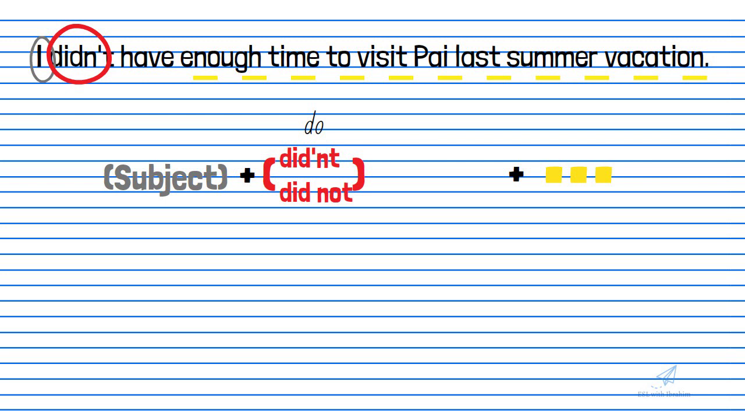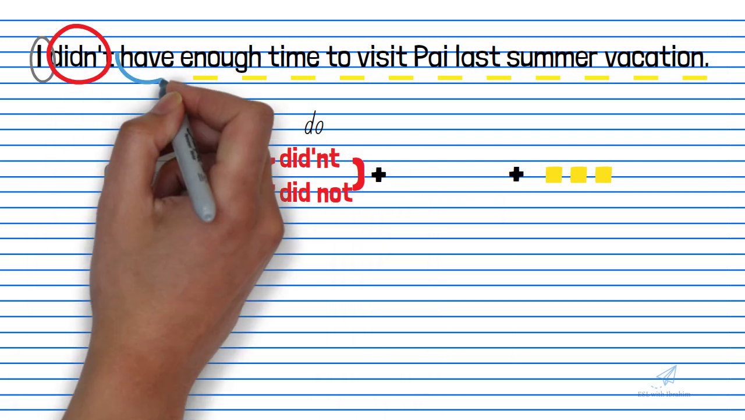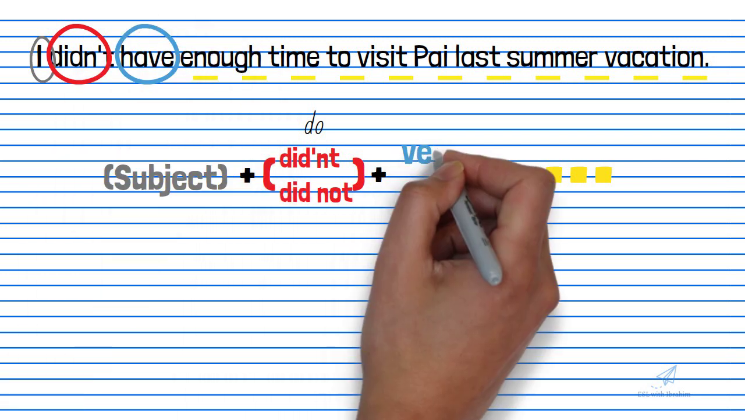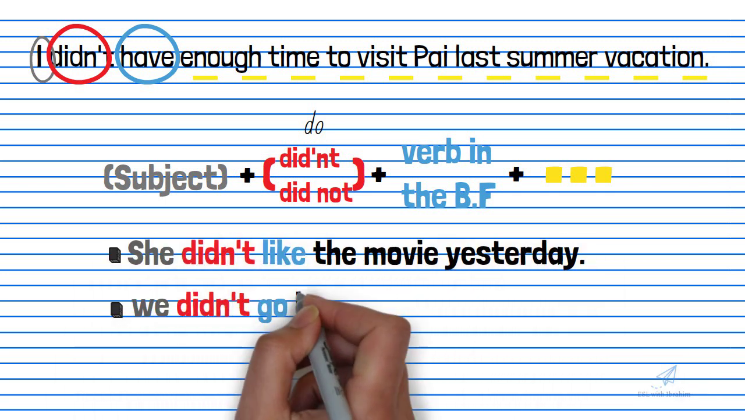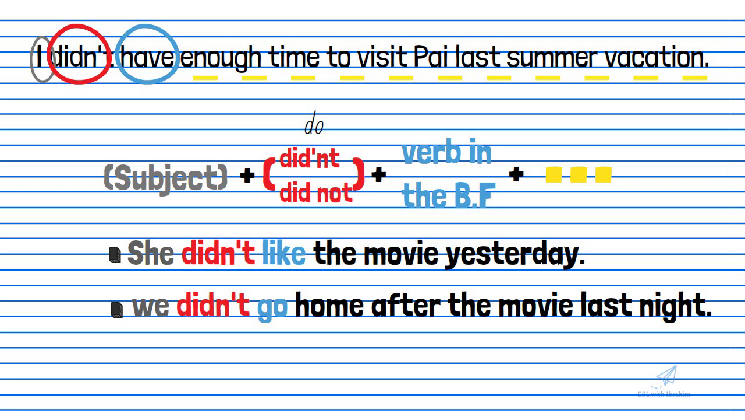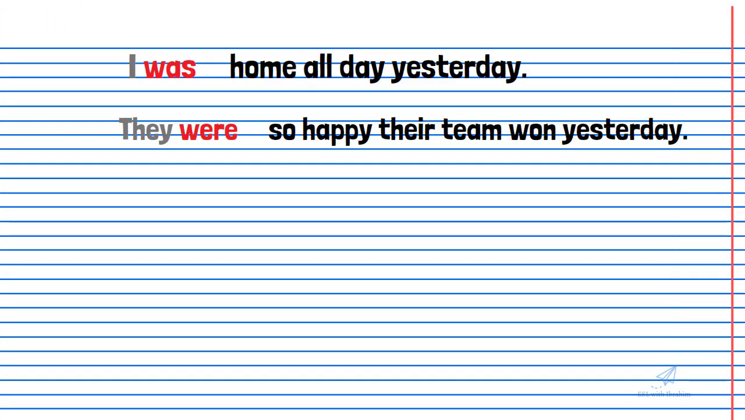So since we already have a verb in the past form, the main verb tense changes to the base form, which means this formula applies to both regular and irregular verbs. That's the good news. The bad news is, again, this formula does not apply to verb to be.